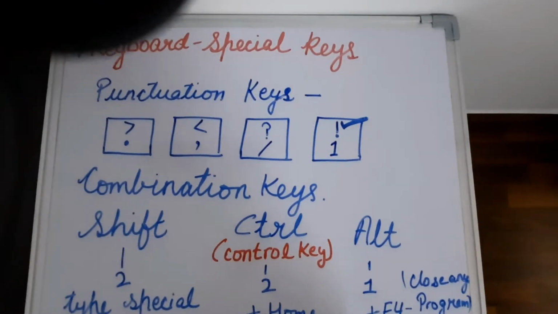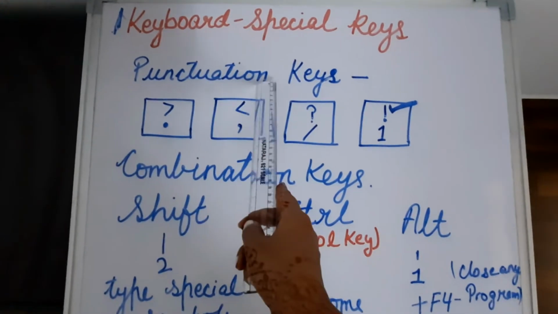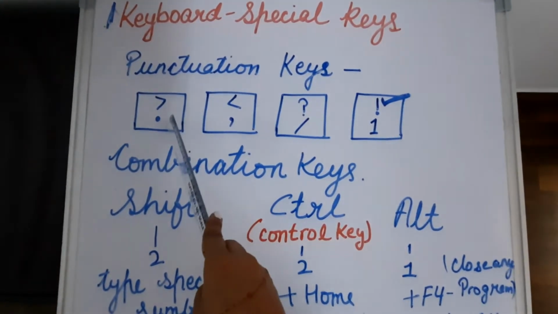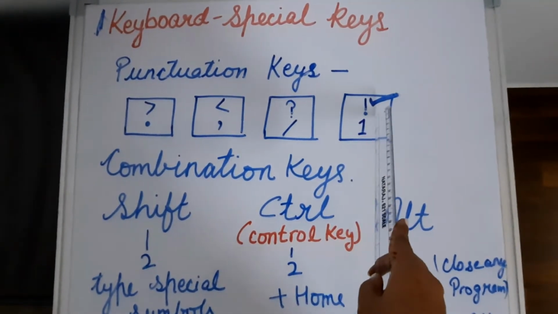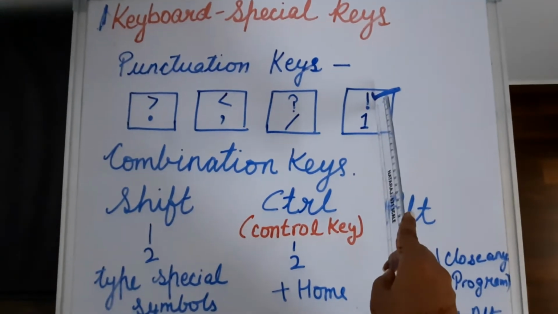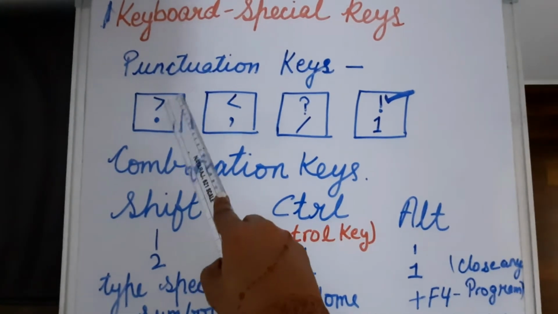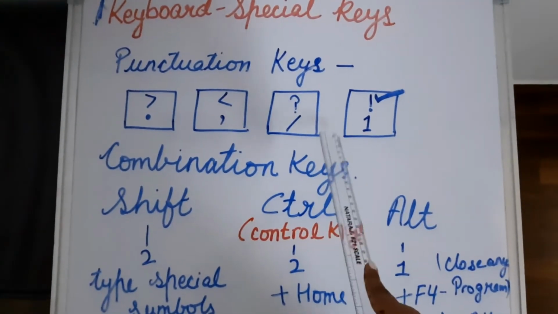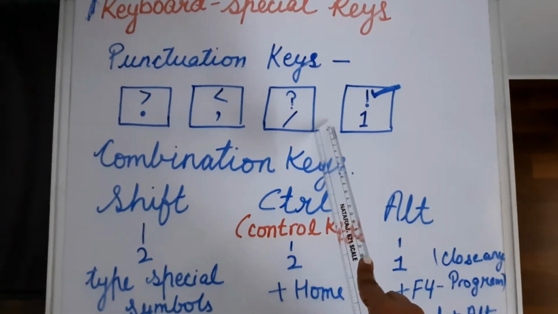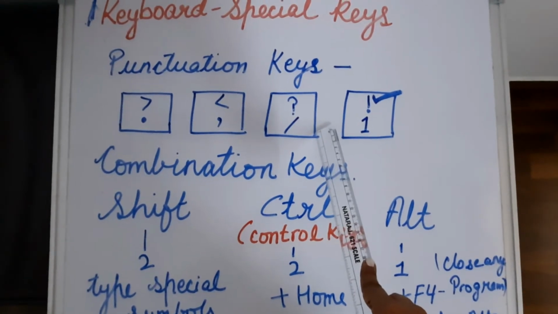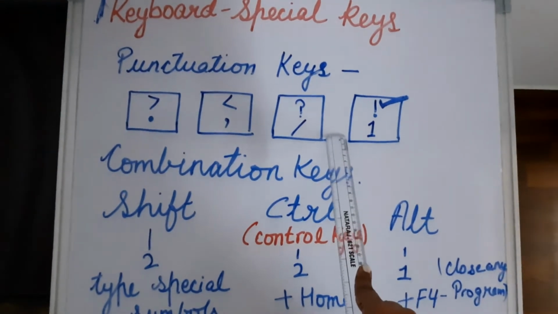Now let's have a quick recap of what we learned today. We learned about the punctuation keys today, and how many punctuation marks did we learn about? The full stop, comma, question mark, and exclamation mark. They are present on these keys with other symbols also. Right? We use punctuation marks while writing a sentence or a paragraph, like we use in our notebook while writing answers or any sentence.